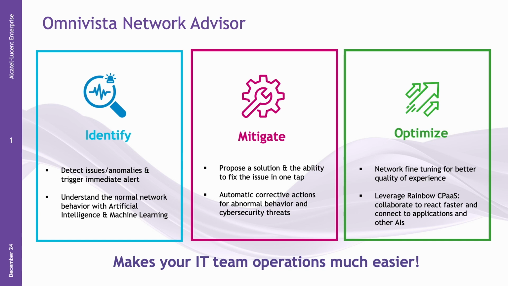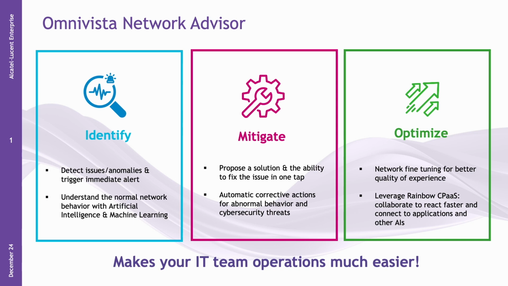Network Advisor helps the IT and networking team to operate the network in a much more seamless manner by identifying network anomalies, notifying operators in real time, empowering them to take immediate action with just a tap on their smartphone. It integrates with the Rainbow CPaaS solution, enabling you to receive notifications on your phone, tablet, or laptop, wherever you are, as long as you have internet connectivity. Thanks to that, you can resolve issues before end users get impacted.